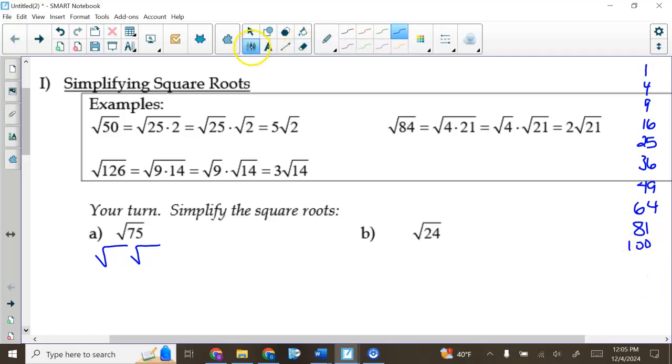All right, so now we're trying to figure out how to break apart this square root of 75. So think of which perfect square perfectly goes into 75, and we see that it's 25. That's the only one that goes into 75. So we're going to rewrite the square root of 75 as the square root of 25 times the square root of 3.